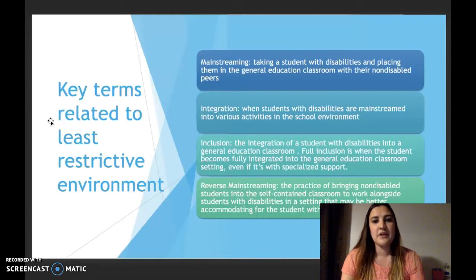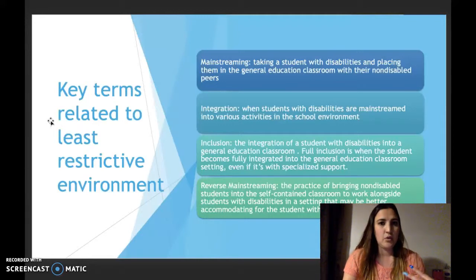Integration means when students with disabilities are mainstreamed into various activities within the school environment. So this means doing things in addition to being in the general education classroom. It might mean going to PE or a special library lesson. That's integrating their mainstreaming into other areas besides just the classroom.